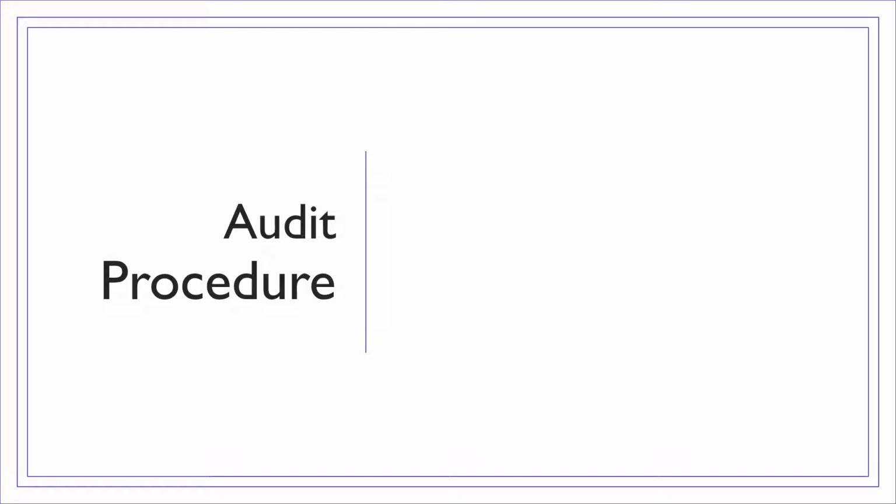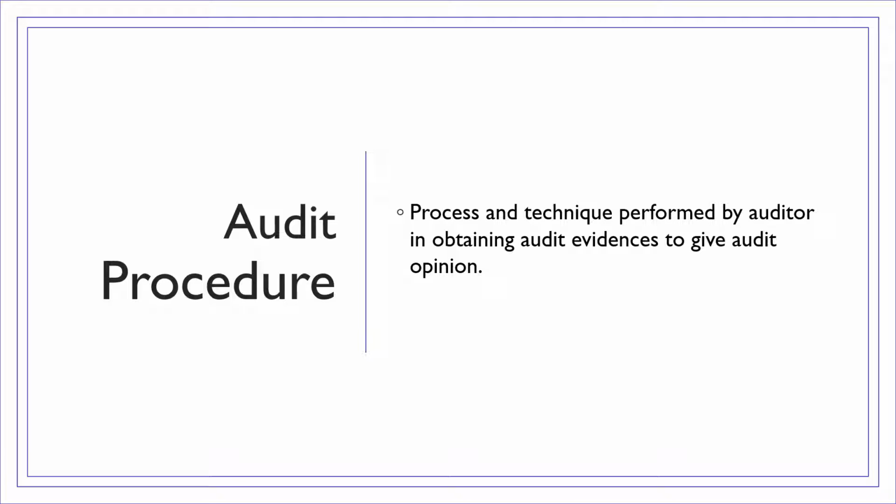Audit procedures are the processes and methods that auditors perform to obtain audit evidence, which enables them to make a conclusion on the set audit objective and express their opinion. These are the list of 5 types of procedures. The first one is analytical review.